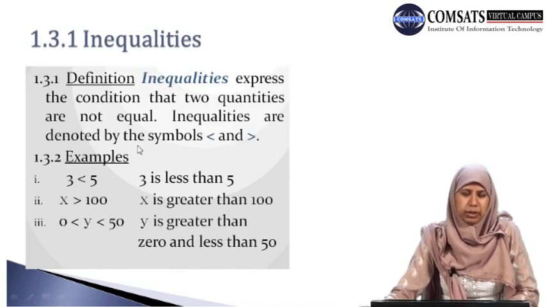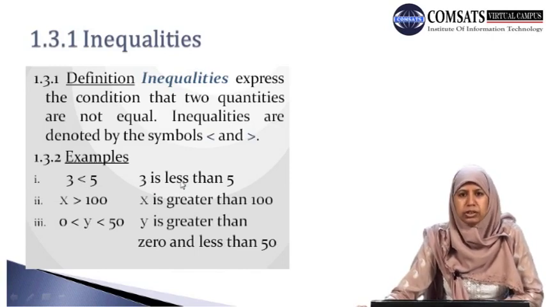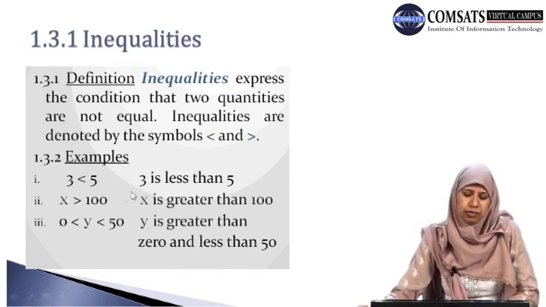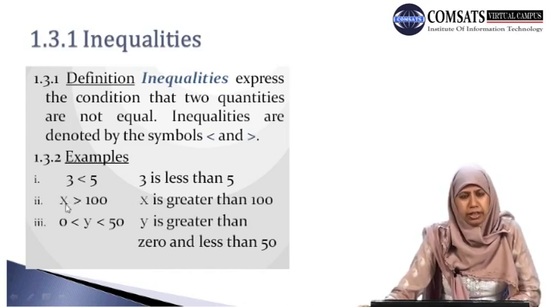If we look at the examples in a mathematical way, we say that 3 is less than 5. We all know that 3 is always less than 5. How do we write it mathematically? With the symbol, 3 < 5, and we say that 3 is less than 5. If we want to say that one quantity is greater than the other quantity, for example, if x is our variable denoting some quantity, and we say that quantity is greater than 100, then we write it x > 100 with this sign, and x is greater than 100.